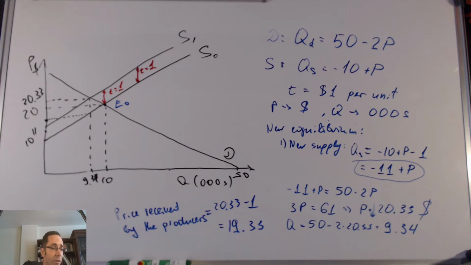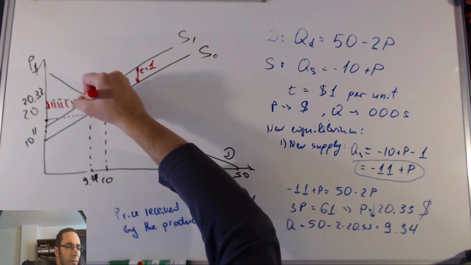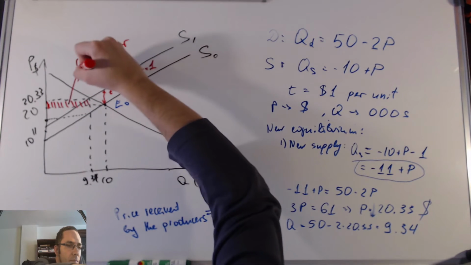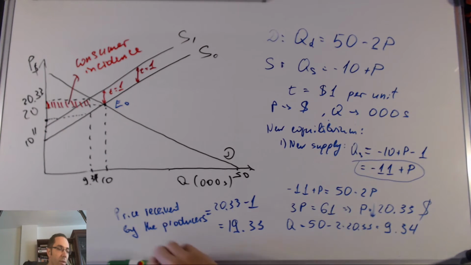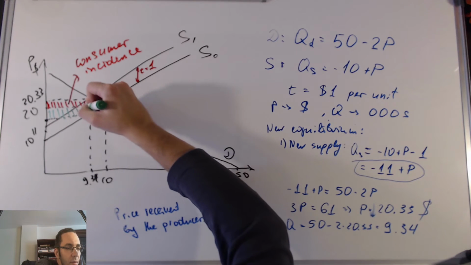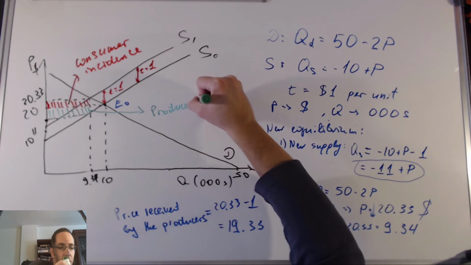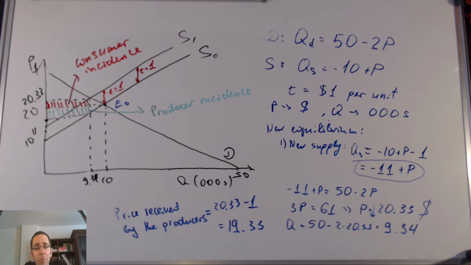And we can draw this. We can fill the two shaded areas. This is the consumer incidence. And the bottom area would represent the producer incidence. We can also calculate the total amount of the tax paid by the consumers and the one paid by the producers.